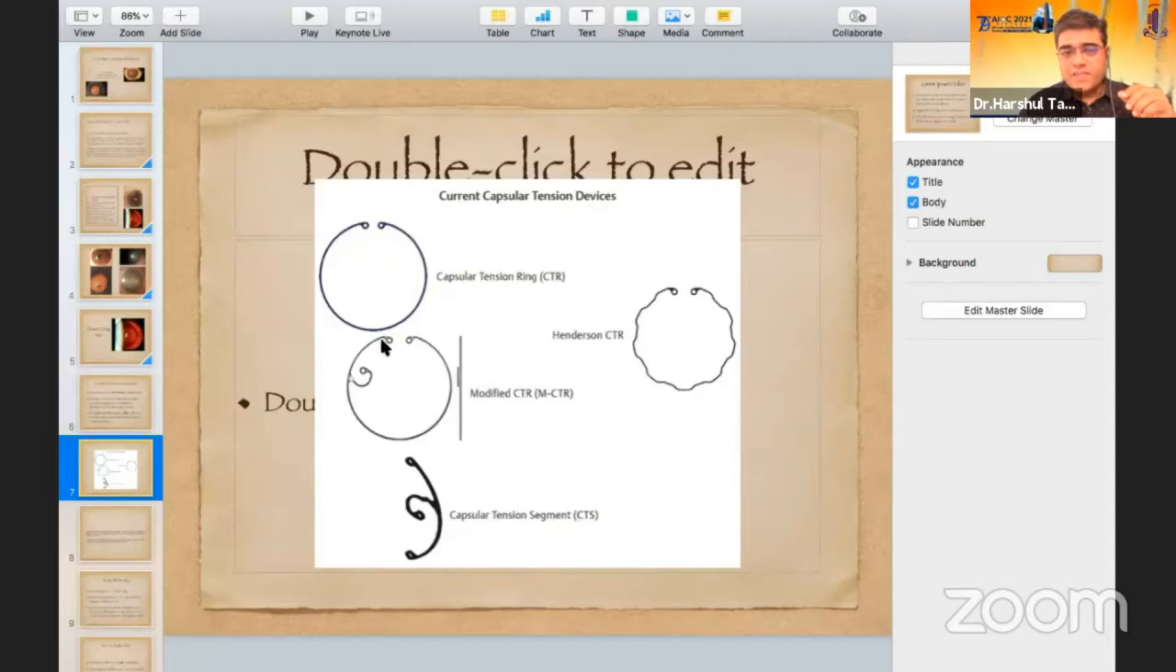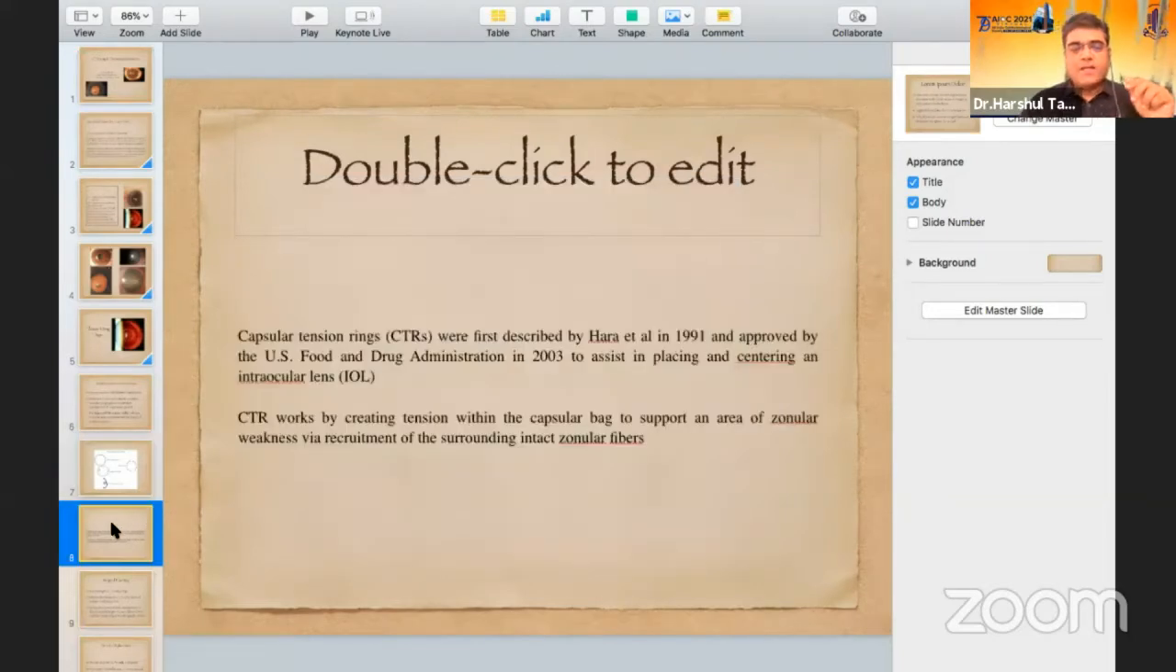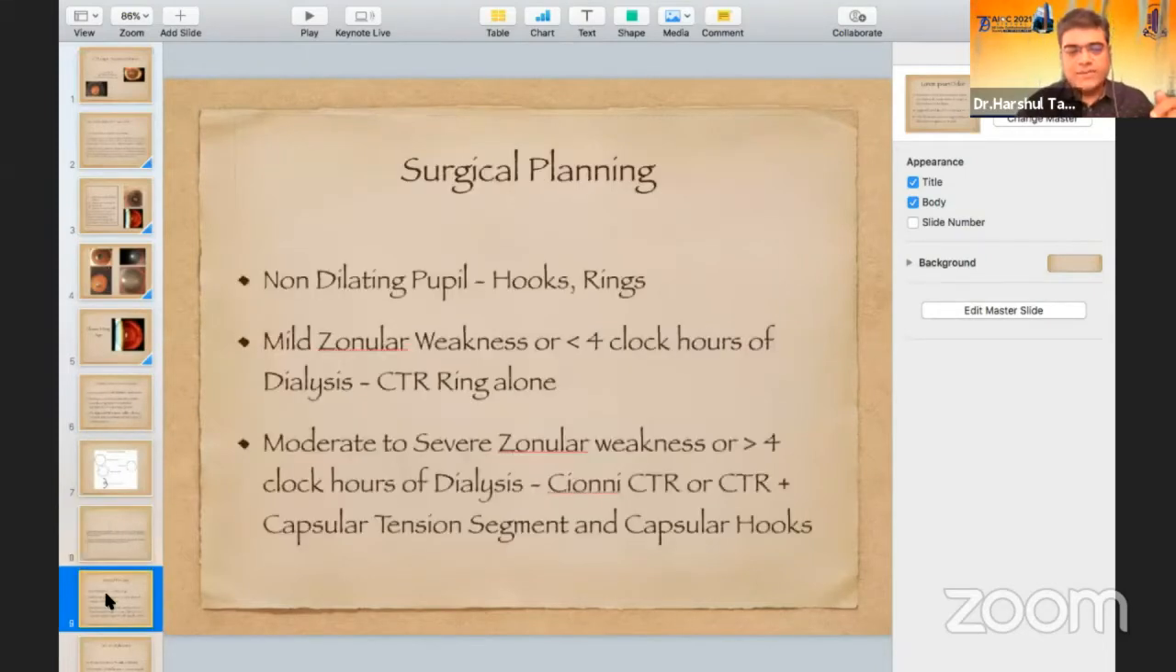ranging from the simple capsular tension ring, or CTR, which is a horseshoe shaped ring made of PMMA which has two eyelets. And there is one Henderson CTR ring which you can see, it has undulations. It facilitates easier cortical matter removal. Or we may need a modified CTR ring or Cionni ring, or we may require a capsular tension segment if we don't want to use the Cionni ring. These CTR rings were first described by Hara et al. in 1991, and they work by creating tension within the capsular bed to support an area of zonular weakness via recruitment of surrounding intact zonular fibers.